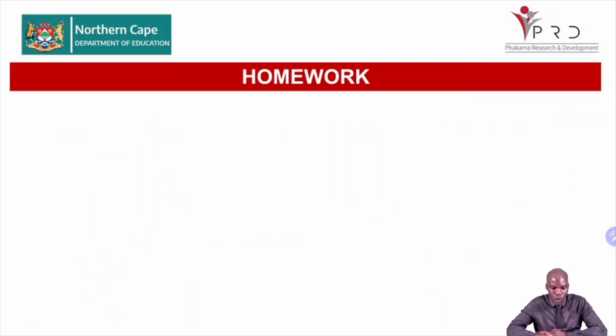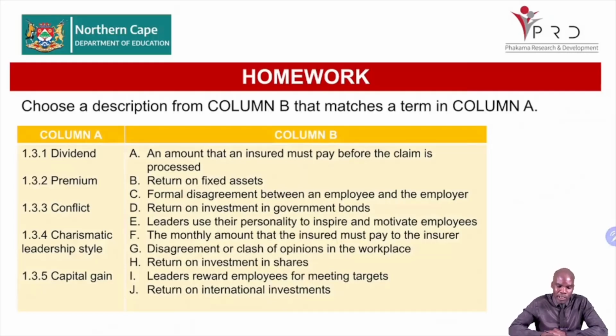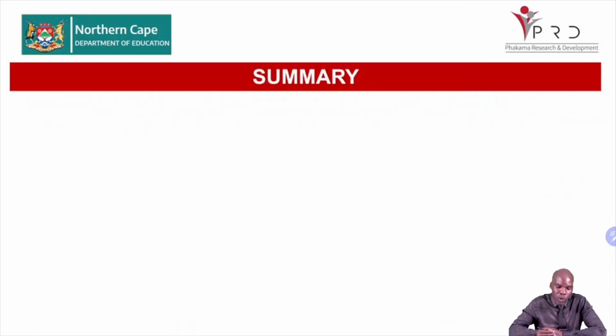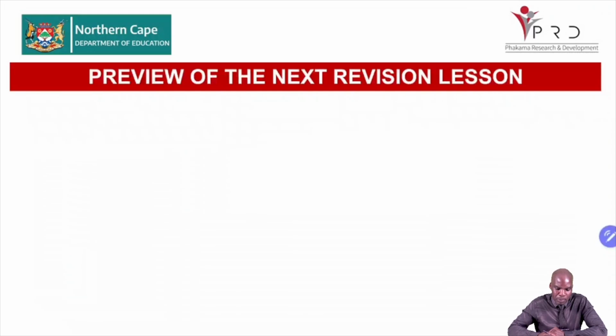Okay, let's now look at our homework grade 12s, right? So for your homework, you've got a table there with column A and column B. You are going to be matching the terms in column A with the descriptions in column B. Make sure you do that homework. It will really help you, give you good practice. Let's look at the summary of what we did in today's revision lesson. This revision lesson covered section A, questions 1.1 to 1.3, taken from the NSC Business Studies Paper 2 of 2023.